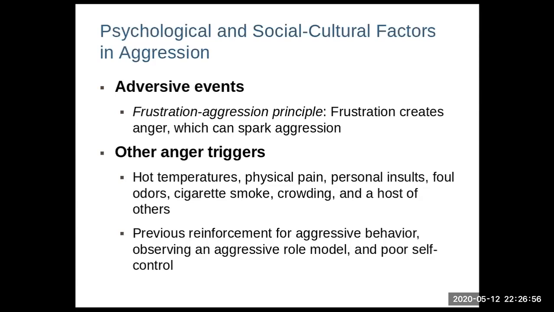Things like that. What other triggers are there? Previous reinforcement for aggressive behavior. We talked about that in observational learning, observing an aggressive role model, and of course, not having really good self-control, which also may be a sign of frontal lobe inhibition or damage.